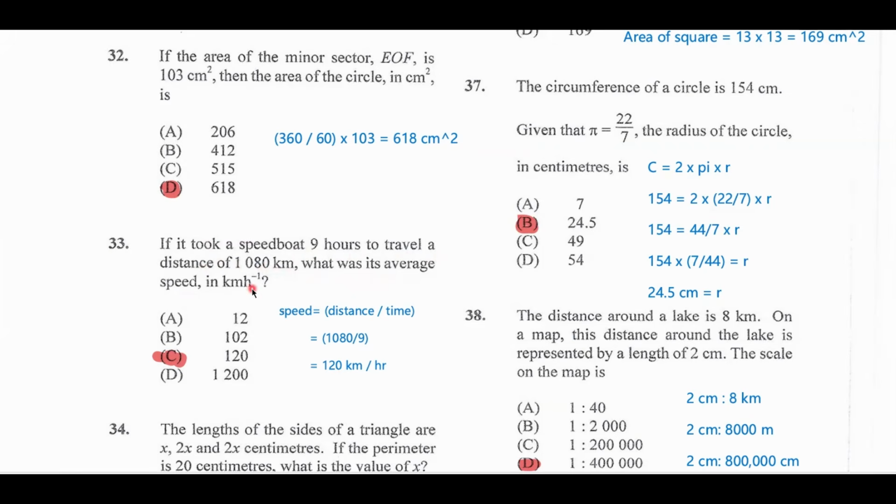33. If it took us about 9 hours to travel this 1,080 kilometers, what was its average speed in kilometers per hour? Speed is distance over time, and it'll be 1,080 divided by 9. And doing the division, we get 120 kilometers per hour.